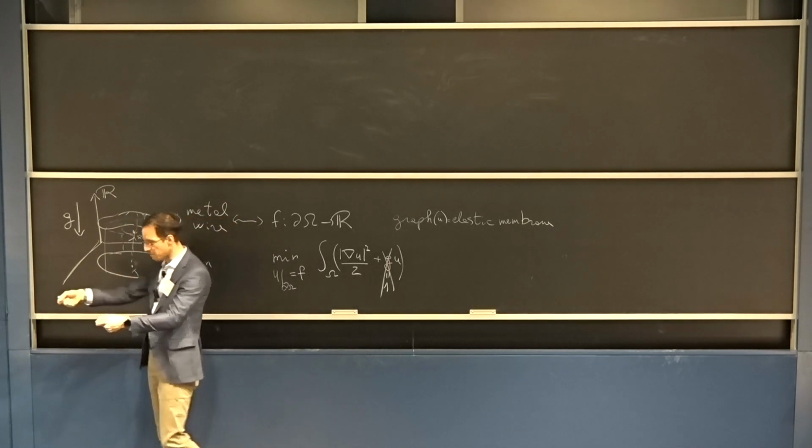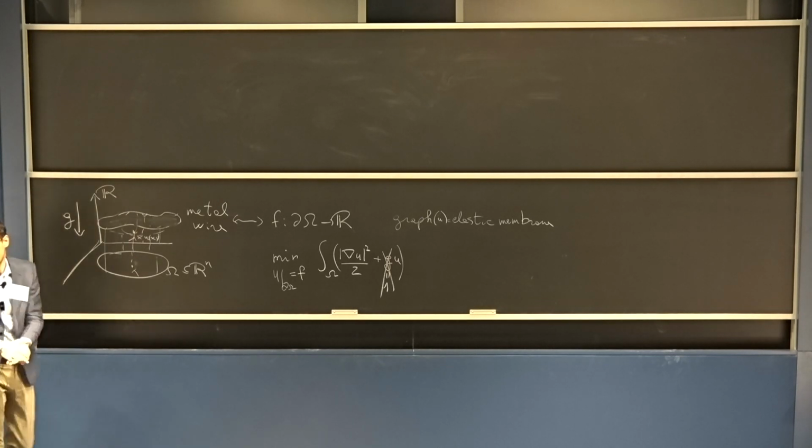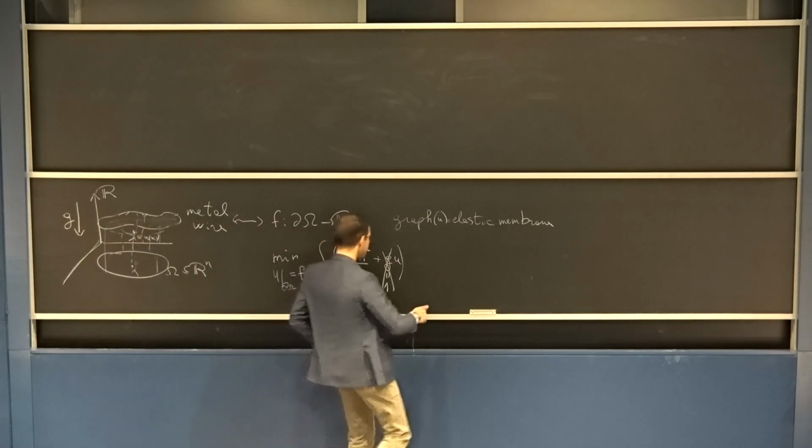So you can think of the simplest case. Here I have this desk. I have my elastic membrane which bends. And if my wire is close enough, my membrane will touch this desk, and it is not allowed to pass through it. So let's add an obstacle.